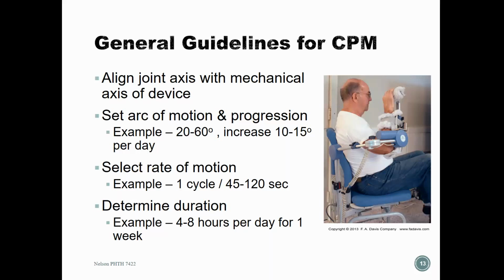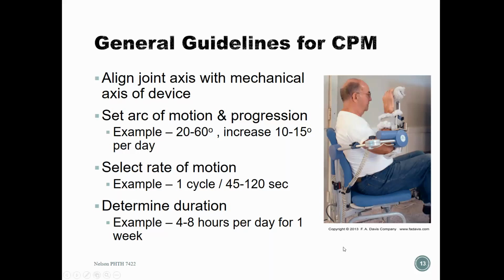The suggestion is that for a knee CPM you might start with an arc of 20 to 60 degrees of knee flexion and increase 10 to 15 degrees per day. The rate at which the machine cycles should be very slow so that there's no muscle guarding or cramping. So 45 to 120 seconds might be the time it takes for the machine to pull into flexion and then out into extension. For shoulder, if you're doing something like elevation, it might take even longer.